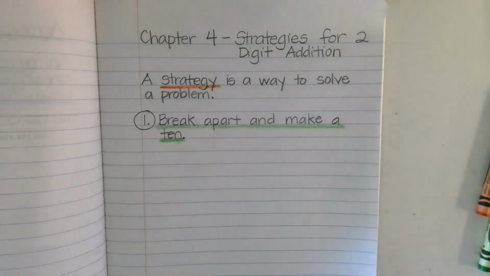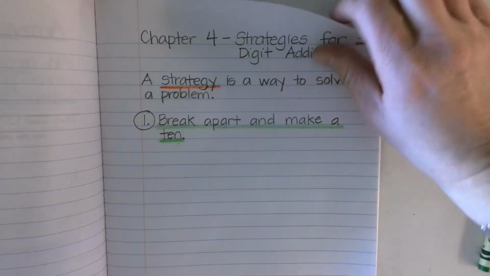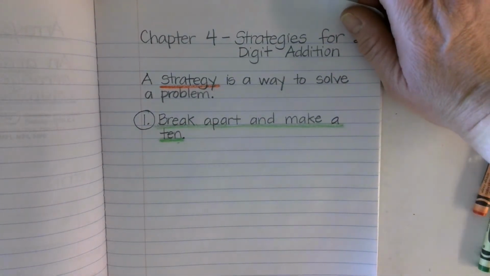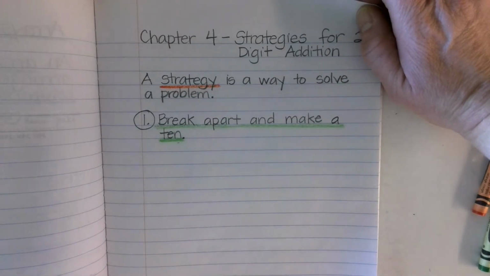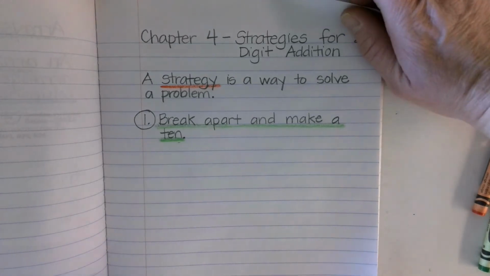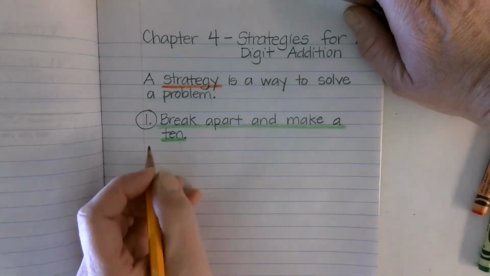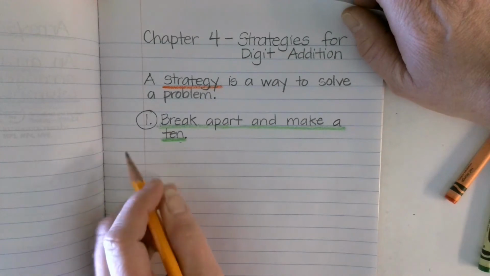Now, not all strategies are good for every type of problem. Okay, same with this strategy. This strategy is good if we're adding a 2-digit plus a 1-digit number. We're doing a 2-digit plus a 1-digit addition problem. That's important too, because if you try doing this strategy on some other things, it might confuse you.